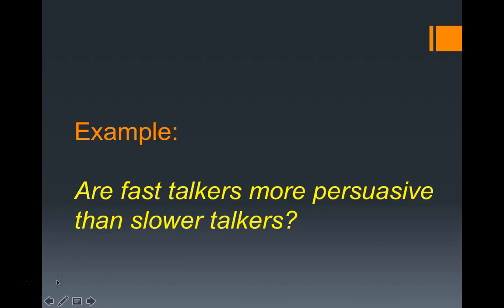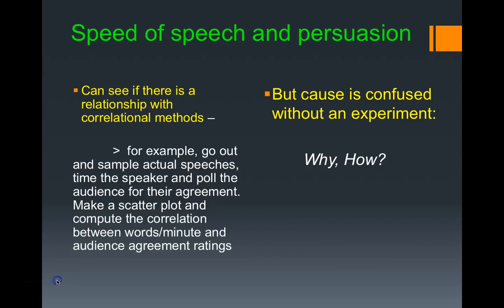So remember the example in which I presented a two-group experiment to test the hypothesis that fast talkers are more persuasive than slow talkers. Now, we could use correlational methods to get a handle on this kind of hypothesis, of course. So for example, we can see if there's a relationship using correlational methods.